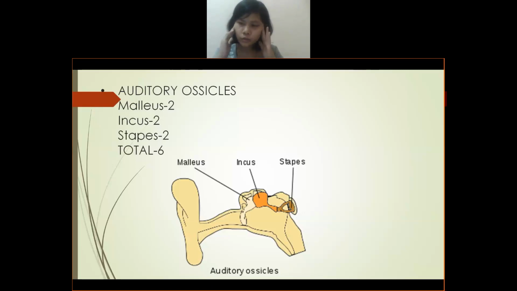Okay, next is your stapes. Stapes. Total number of bones, how many? Two. Same thing. In each side of your ear, you will have one. One in this side and one in this side. So total two. Understand now, everyone? Malleus, incus, stapes.